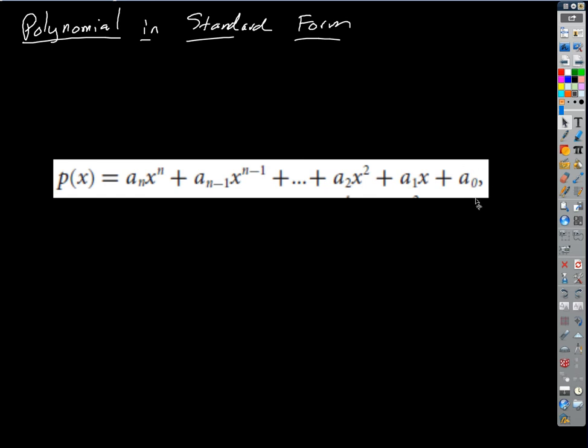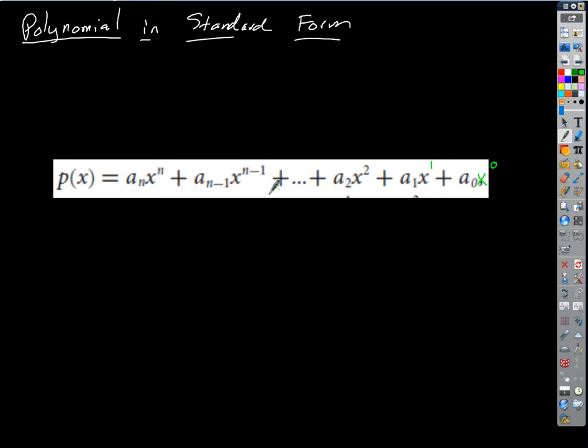So if we look at this, we've got a sub 0 times x to the 0, right? We don't write the x to the 0, but we know that the coefficient a sub 0 is the one that goes with the 0th power of x. A sub 1 goes with x to the 1, a sub 2 goes with x to the 2, a sub 3 goes with x to the 3, etc. All the way on out to however many terms we've got.